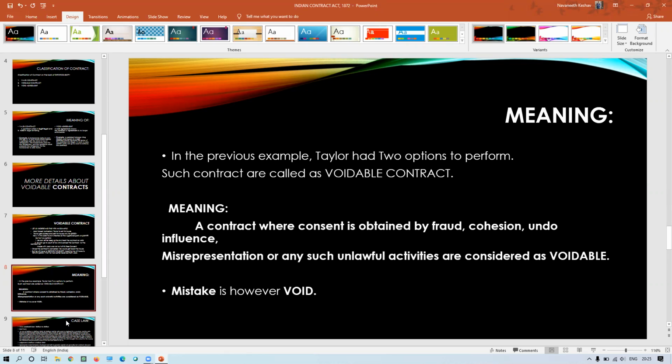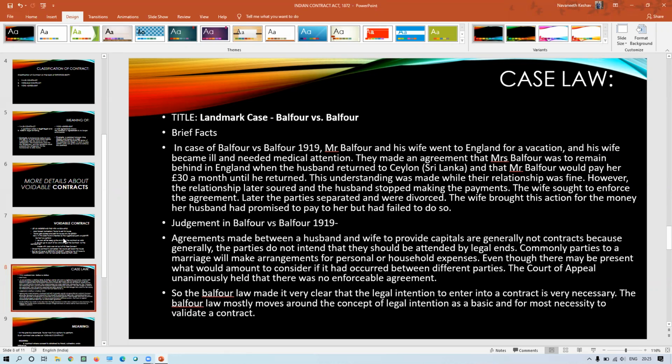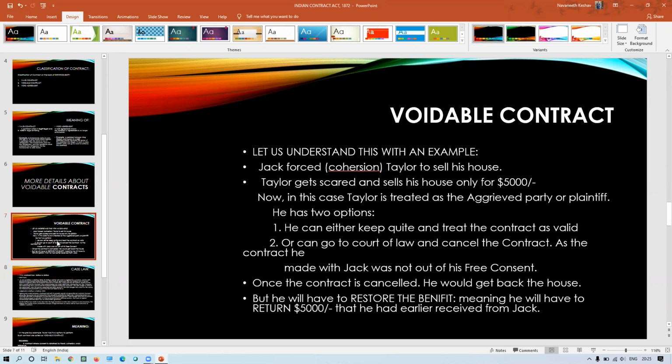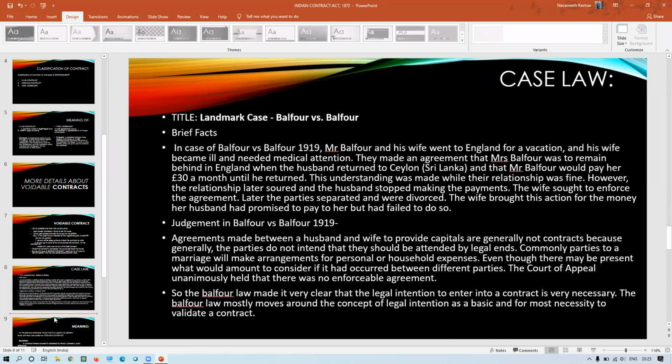So of course, in the previous meaning, we saw it considered for fraud and unlawful activity, everything. So it can be considered as a voidable contract. Now we'll have to take a case law to understand it better. Balfour versus Balfour. So to brief this case, let me explain this case to you before reading it out.